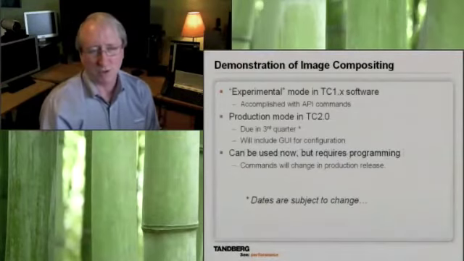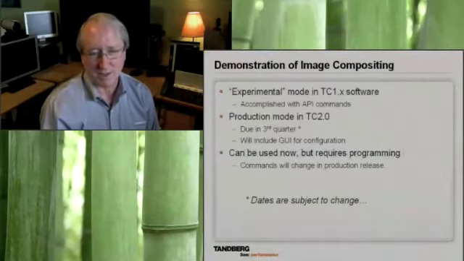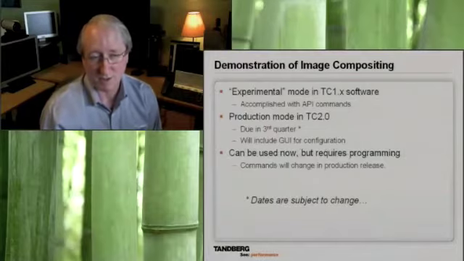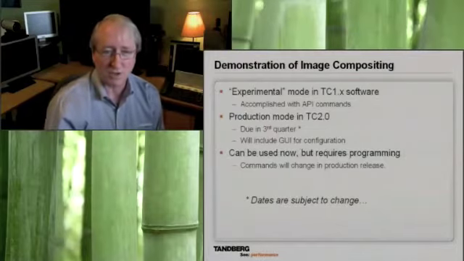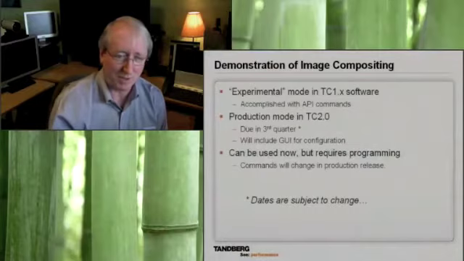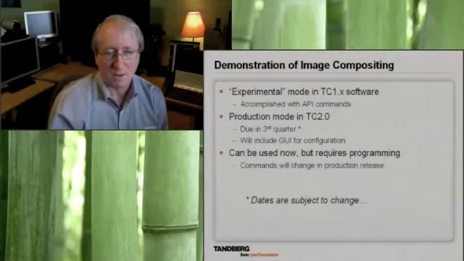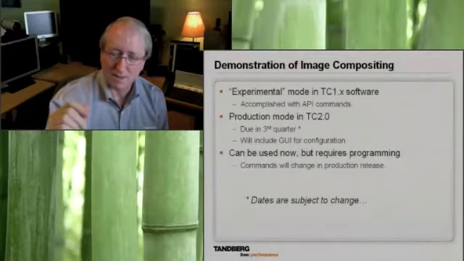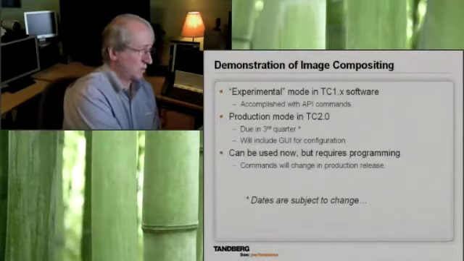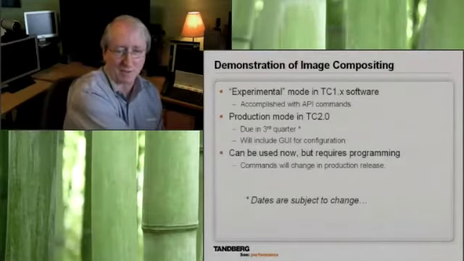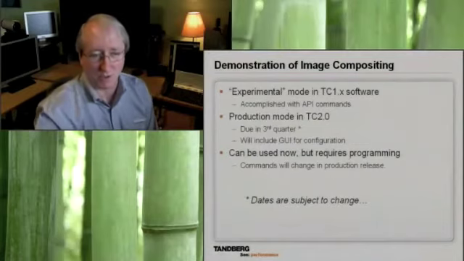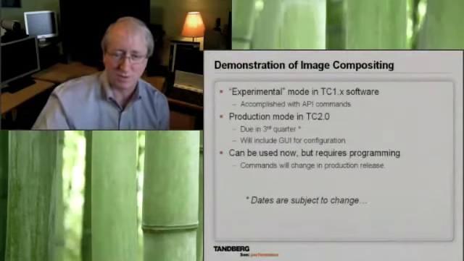So what I've been showing you is image compositing, and it exists today in the C90. I'm using production level software. This is not any type of beta software or hardware. And I'm using TC 1.1 software. It's accomplished with API commands. You've seen me over at my PC, activating command sets with macros is what I'm doing to arrange the windows on the screen.